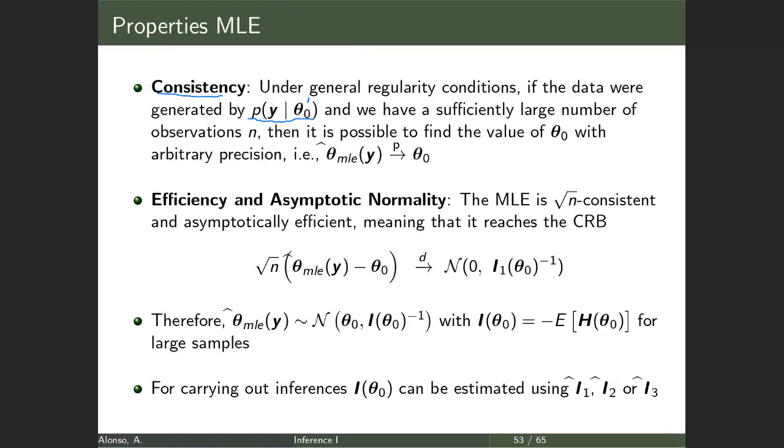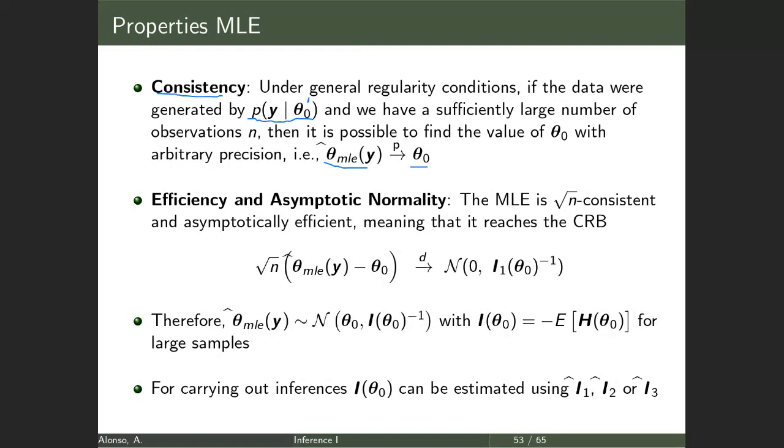There is a value of the parameters, theta zero. When you plug it in your model, this completely describes the data generating mechanism. If that is true, and you have a sufficiently large number of observations, then when n goes to infinity, the maximum likelihood estimator of theta will go to theta zero in probability, will be consistent. You will get as close as you want to theta zero. So for any value epsilon, the probability that the maximum likelihood estimator will be further from the truth than epsilon, that probability goes to zero when n goes to infinity. So that's consistency. And it is efficient and asymptotically normal.